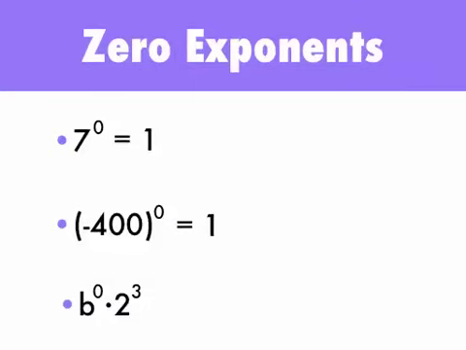And I need to multiply 1 times 2 to the 3rd. Well, 2 to the 3rd, or 2 cubed, is 2 times 2 times 2, which is 8. So I could have 1 times 2 cubed, which is the same as 1 times 8, which is 8.